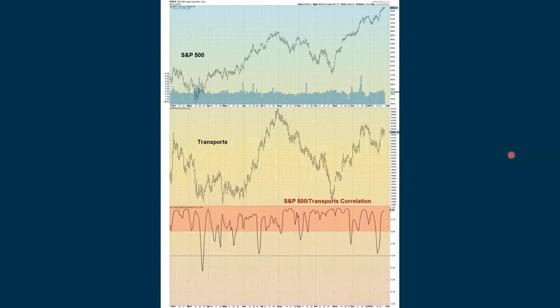Then we look at the correlation between the S&P 500 on top and the transports, and the relationship is getting pretty strong now. So they're having a slight tendency for the S&P and the transports to go in the same direction. It could be up, it could be down, but they're tending to follow each other.